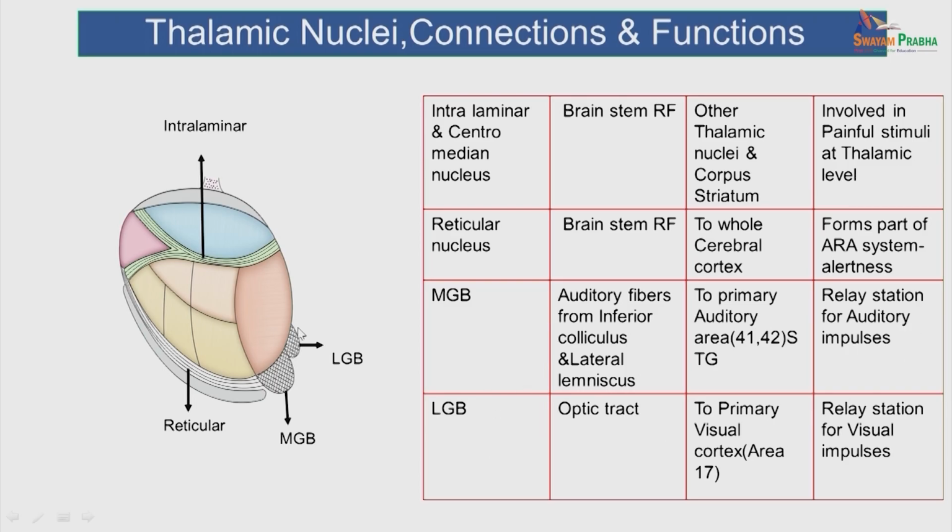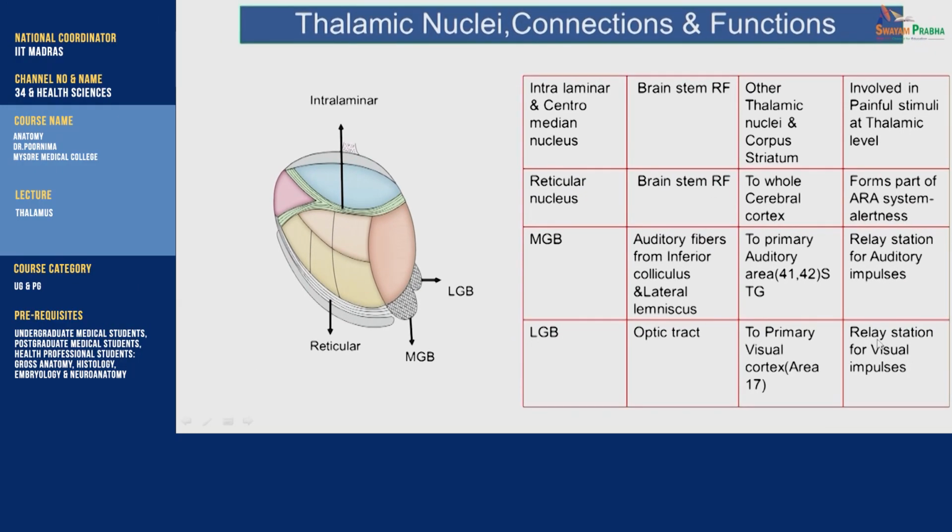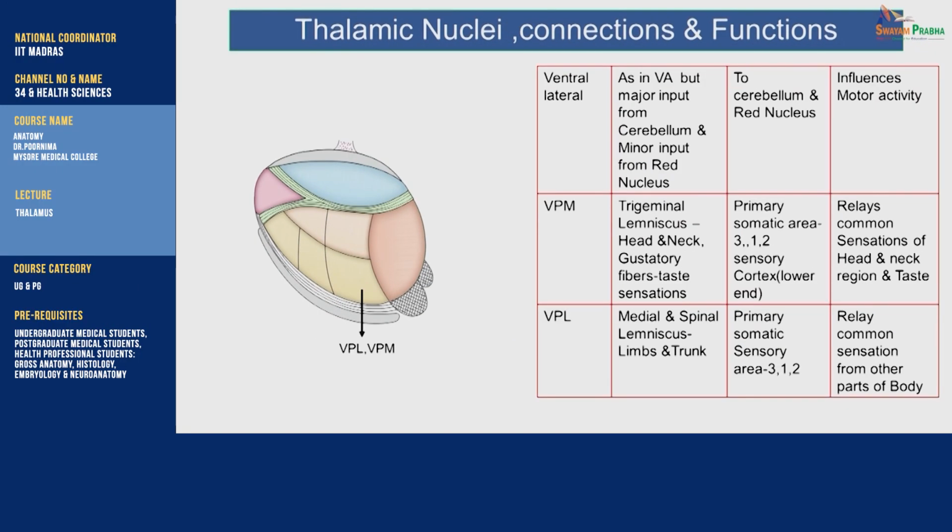Then you have the lateral geniculate body. It receives the afferents from the optic tract, both crossed and uncrossed fibers from the retina; the temporal and nasal fibers are relayed in this one, and from there it is relayed to the cerebral cortex in the primary visual cortex, area number 17 in the occipital lobe. So, it is a relay station for visual impulses. So, the other thalamic nuclei and their connections are the ventral lateral nucleus.